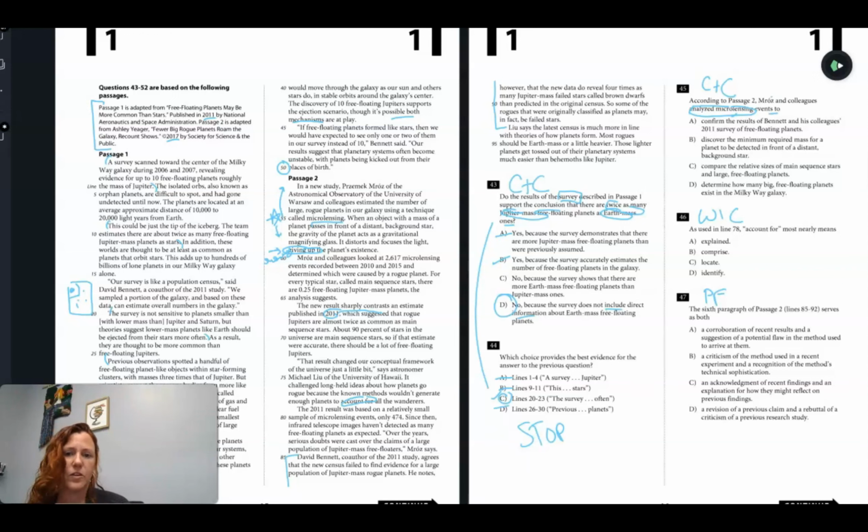That result changed our conceptual framework of the universe just a little bit, says astronomer Liu of the University of Hawaii. It challenged long-held ideas about how planets go rogue because the known methods wouldn't generate enough planets to account for all the wanderers.